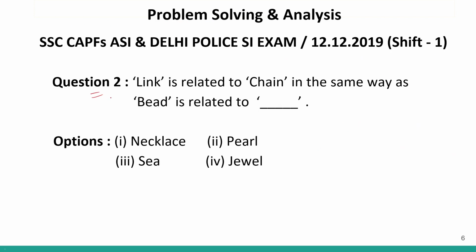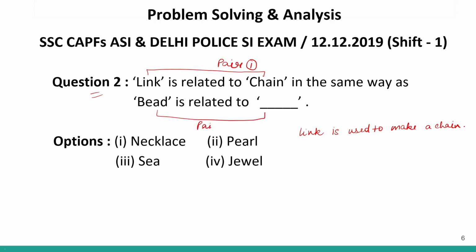Question number 2. Link is related to chain. So this is a question of analogy. Link is related to chain in the same way as bead is related to what? I can see that link is used to make a chain. Link is a component of chain. If you remember, how do we solve analogies? This is the first pair. Link and chain is pair number 1. We first analyze and find the logic used in pair 1, and then we use the same logic in pair 2 to identify the missing element. So in pair 1, the logic is that link is used to make a chain.